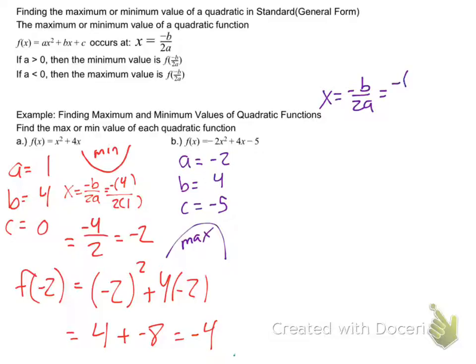What is the opposite of b? What's b? 4. A? Negative 2. So the opposite of 4 is negative 4. And 2 times negative 2? Oh, so it's just 1.